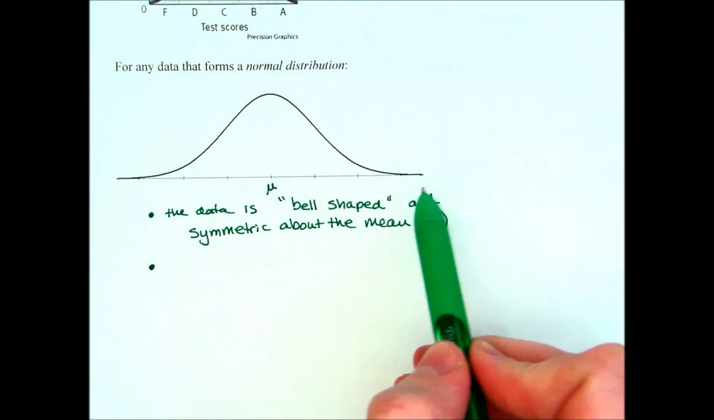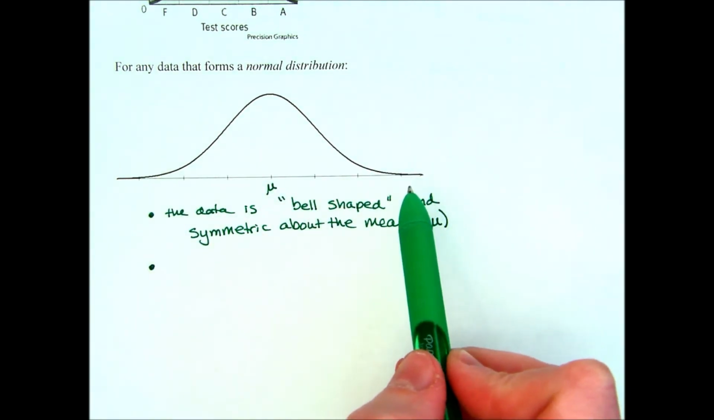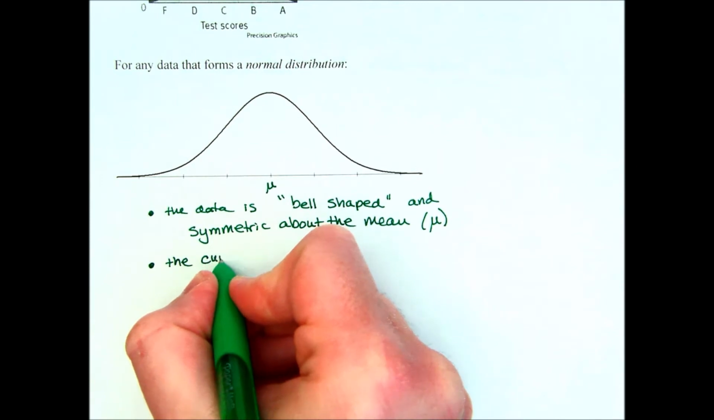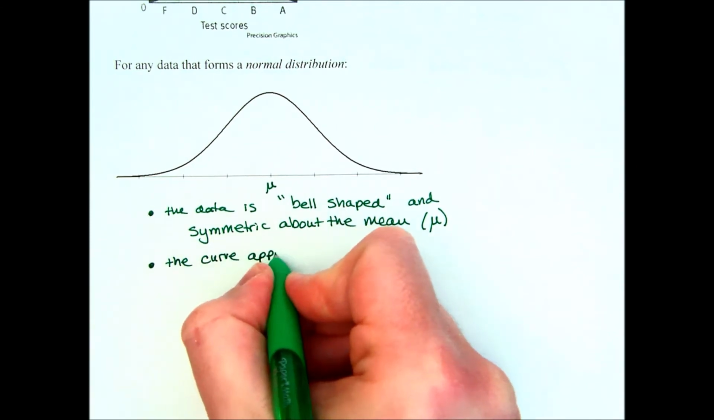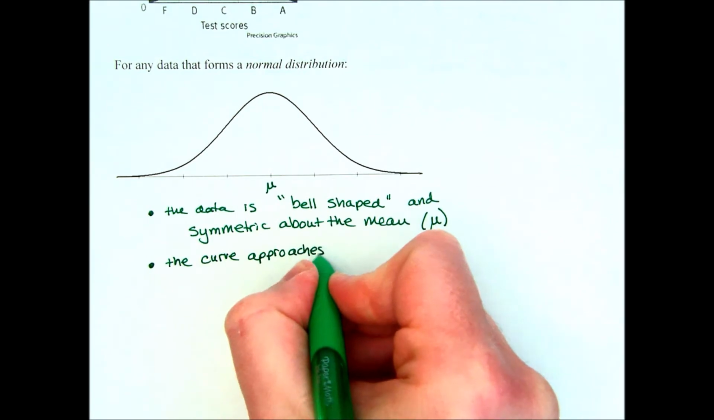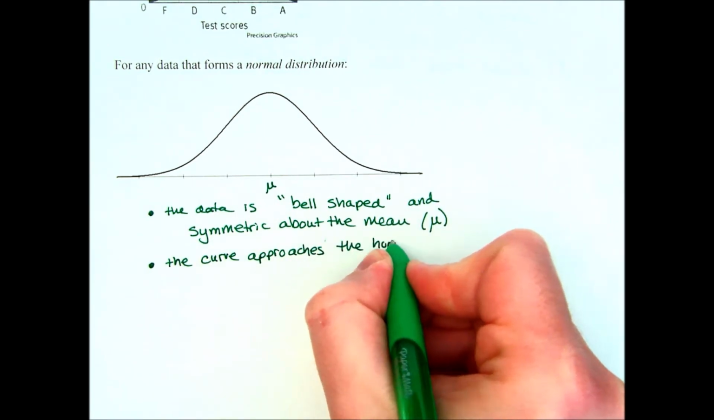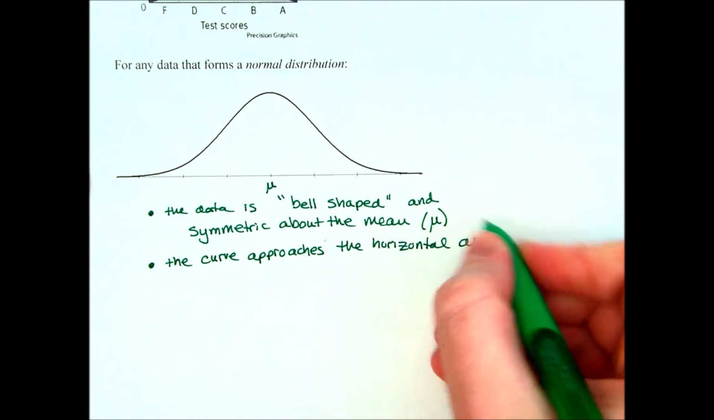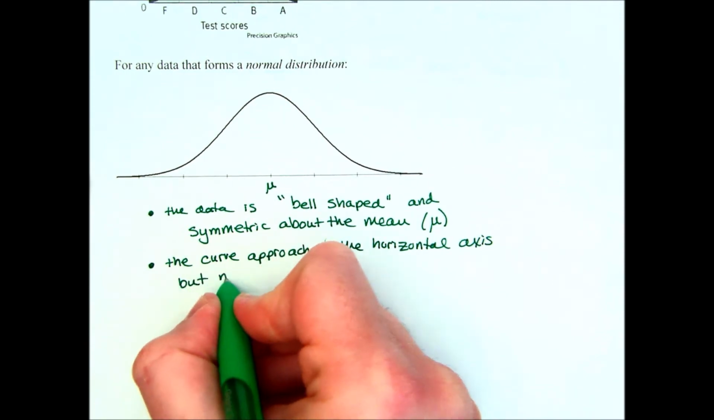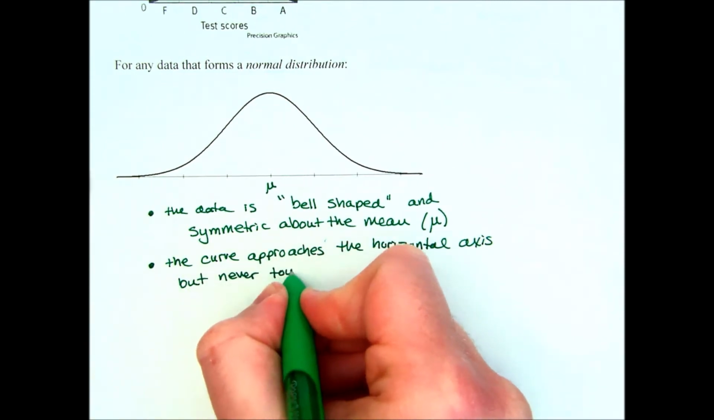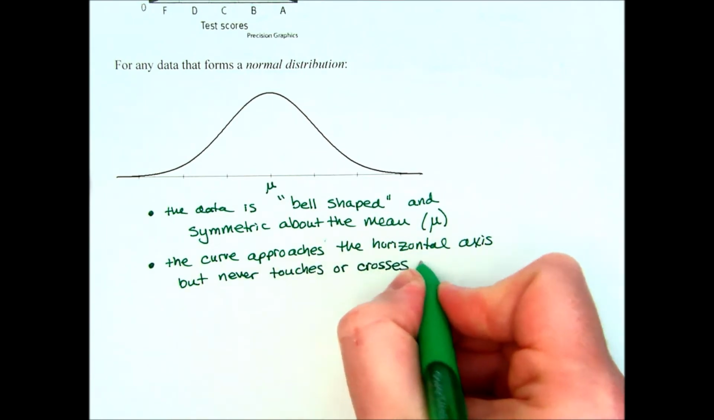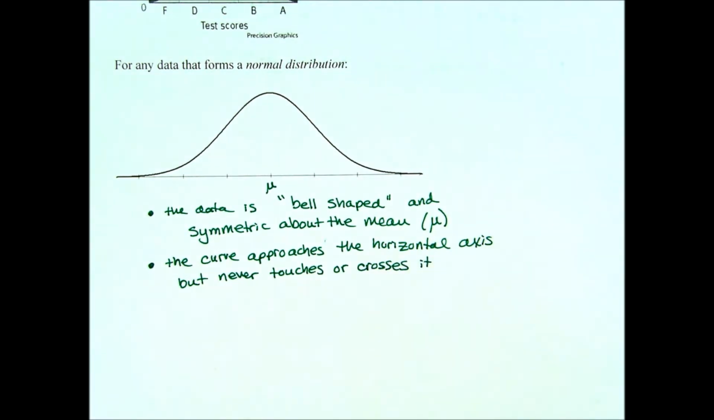Far to the left and far to the right, the curve approaches the horizontal axis, but never touches or crosses it. Which really means that that horizontal axis is a horizontal asymptote.